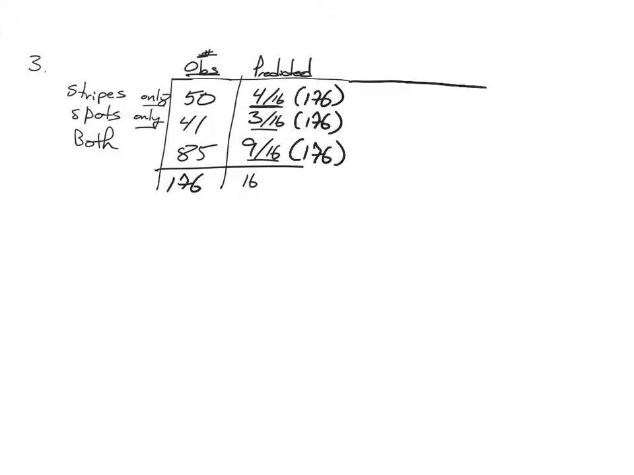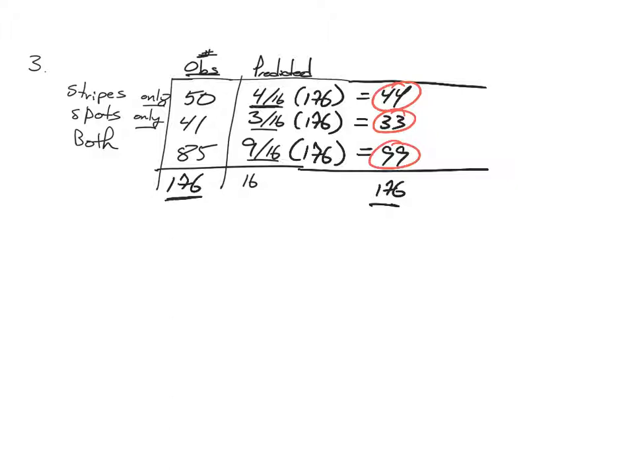What that's going to get us is the predicted number. How many do we expect to see? How many stripes do we expect to see out of 176? I know I expect 4 out of 16, but how many out of 176? 44. So 44 here, then 33, then 99, for a total of 176, right? I see that the two totals are equal, so I'm good with that. So here are my predicted values, and here are my observed values. Now I can go ahead and figure out what chi-square would be.